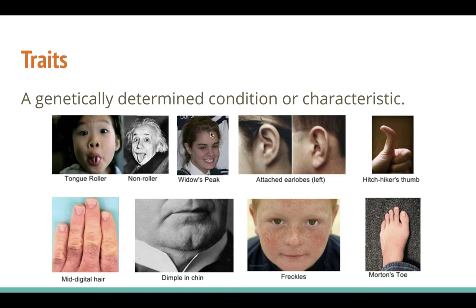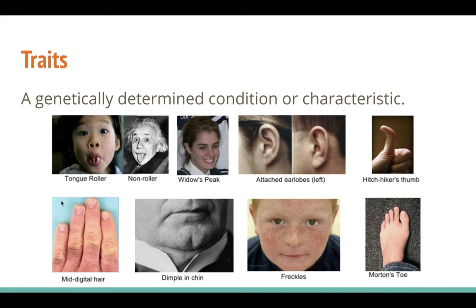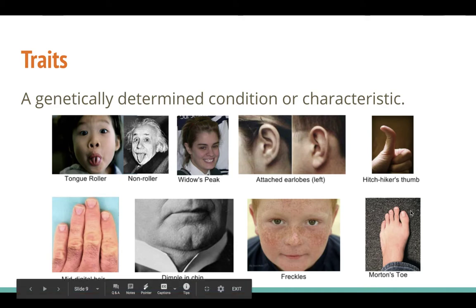Having a widow's peak versus having a straight hairline, or having attached earlobes versus having unattached earlobes, having a hitchhiker's thumb versus having a straight thumb, having freckles, having a chin dimple, or having hair on your knuckles, or having your second toe longer than your big toe. Those are all genetic traits.